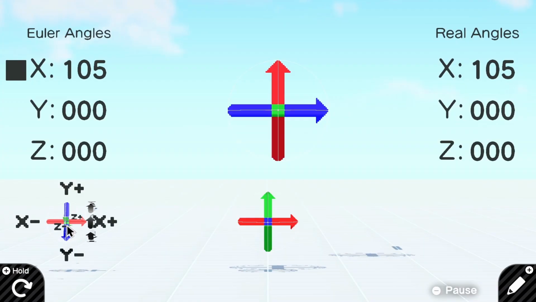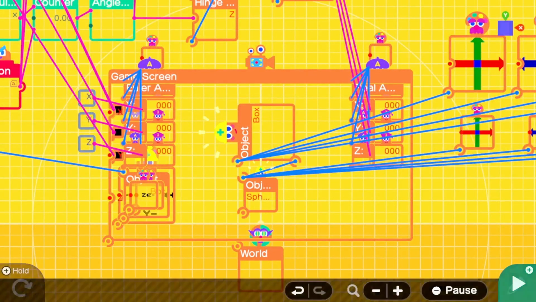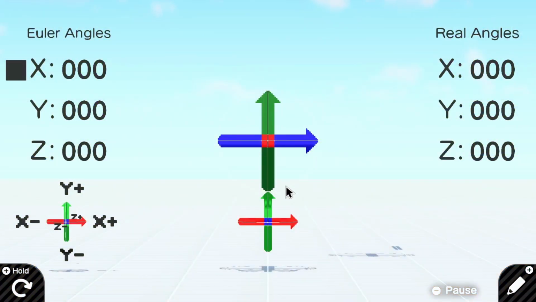So if it wants to connect this face to this face, what the game will do is rotate it down like that. But since the specific rotation of x and z rotated the object in such a way that now the blue arrow is pointing to the right instead of the red arrow, well, when the game connects this face to this face, that's how the object gets connected.